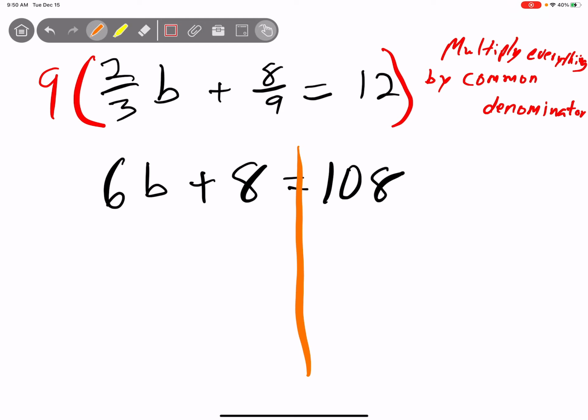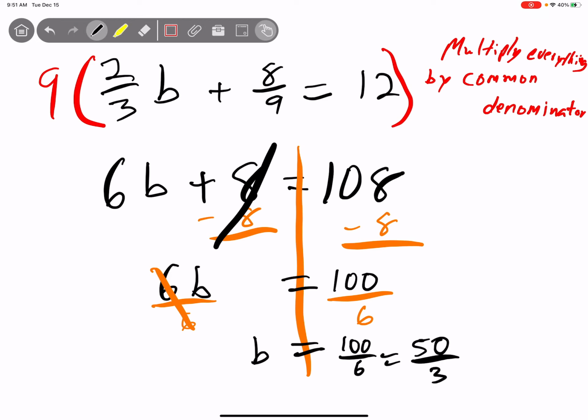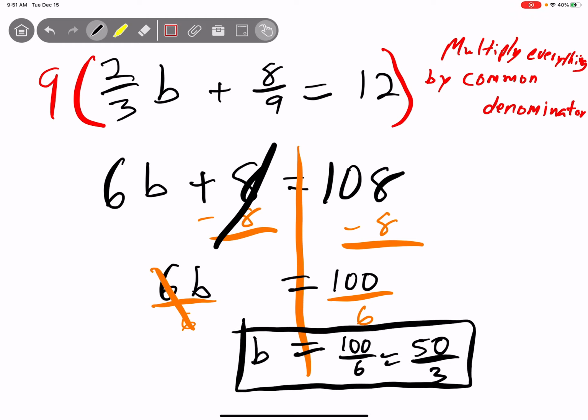Here's my wall, or my mirror. Subtract 8. Subtract 8. I end up with 6b, because these canceled out, equals 100. Now I'm going to divide both sides by 6. My 6's cancel each other out. And I get b equals 100 over 6, which is the same thing as 50 over 3. I got the same exact answer.